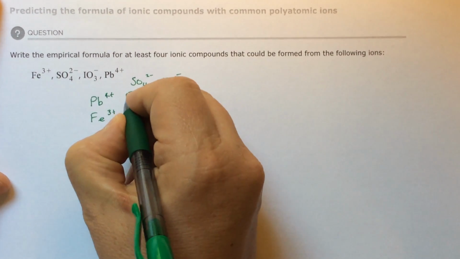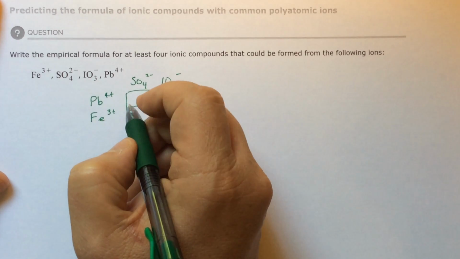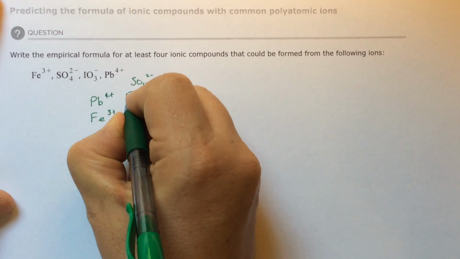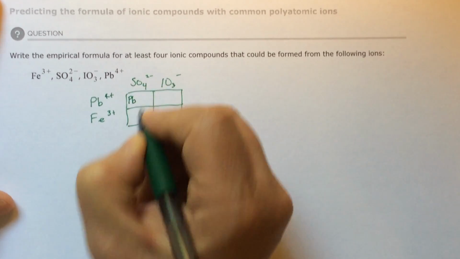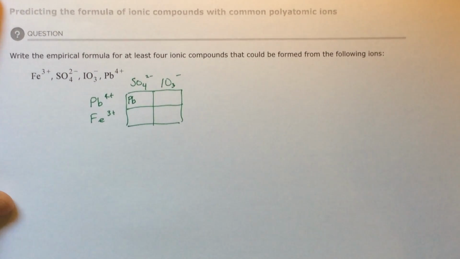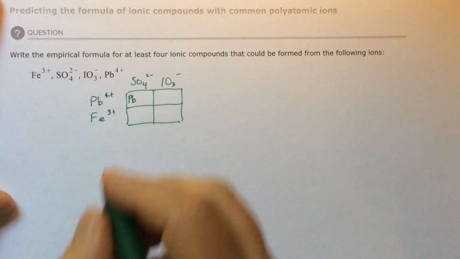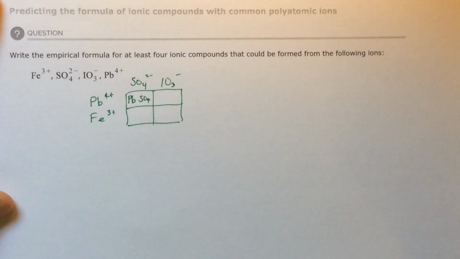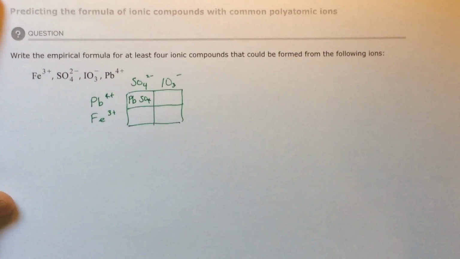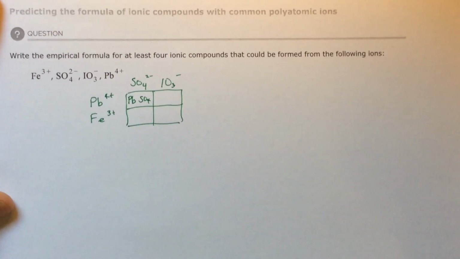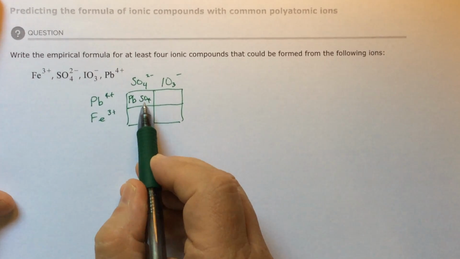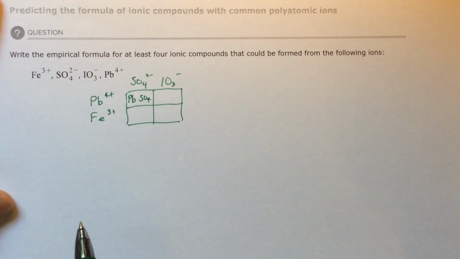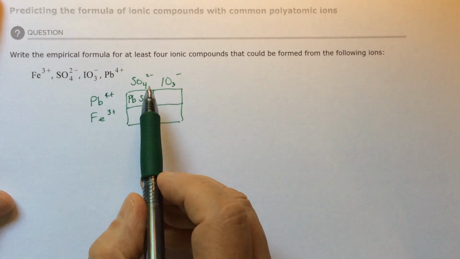So putting them together, remember you're going to have to get them to balance to where they're the same charge. So I'm going to start with this. This is lead 4. I don't put the 4. I just know in my head that that's a positive 4. And then I have SO4. Problem is SO4 already has a subscript. And if I need more than one SO4 to balance, I'm going to need parentheses.